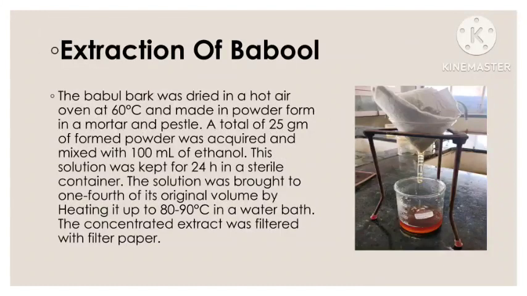Extraction of babool. The babool bark was dried in a hot air oven at 60 degrees Celsius and made into powder form in a mortar and pestle. A total of 25 g of powder was acquired and mixed with 100 ml of ethanol. This solution was kept for 24 hours in a sterile container. The solution was brought to 1/4 of its original volume by heating it to 80 to 90 degrees Celsius in a water bath. The concentrated extract was filtered with filter paper.